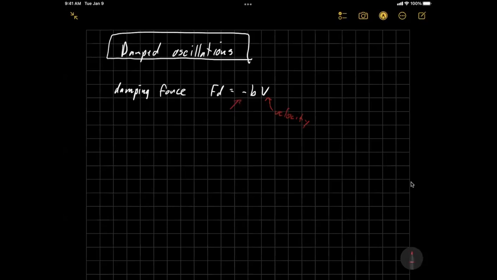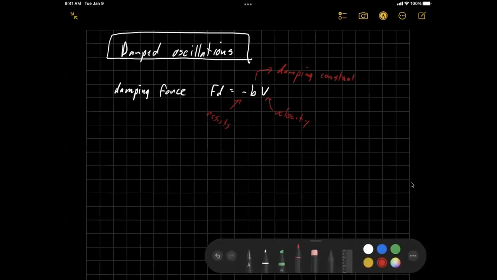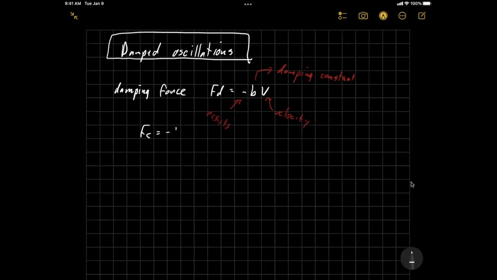The negative is because it resists. If you're trying to move to the right, it will push left. If you're trying to move left, it'll push right, and so on, up and down. If the mass on the spring is going up, the damping force will push down, and vice versa. And then b is just the damping constant. So when we put all of the forces together, we remember the old thing, we had F of x is negative kx.